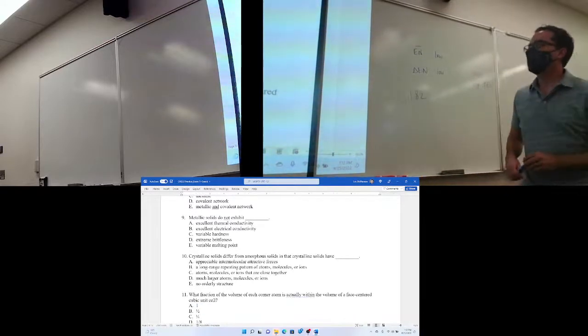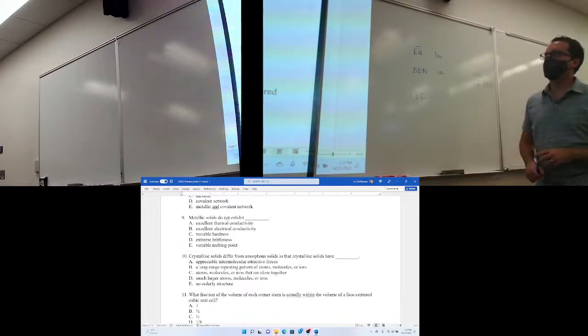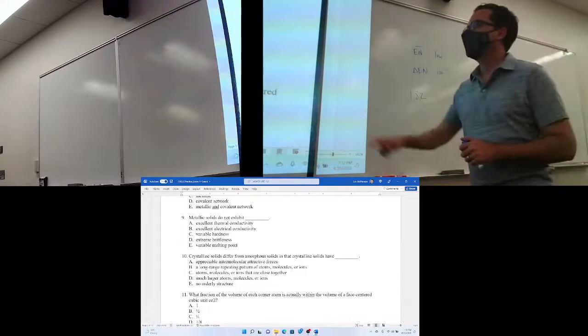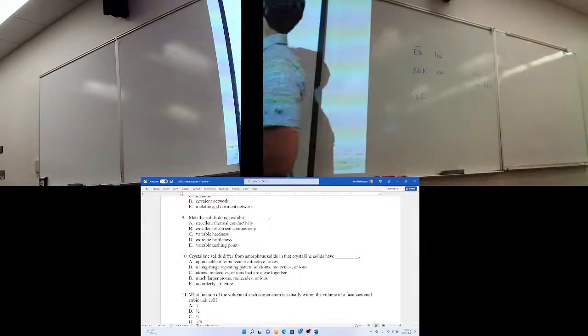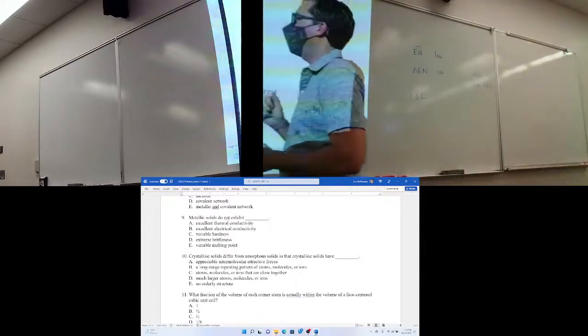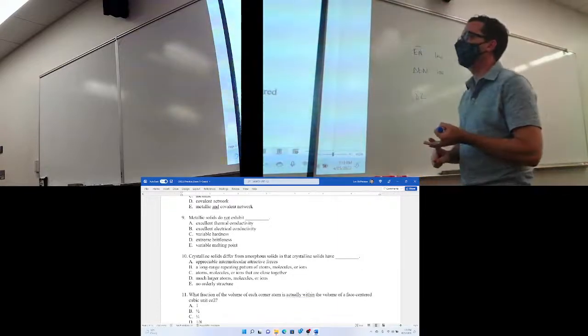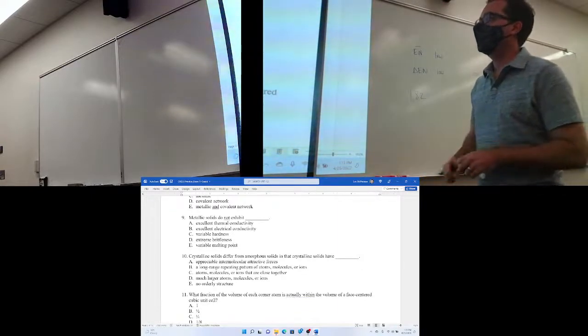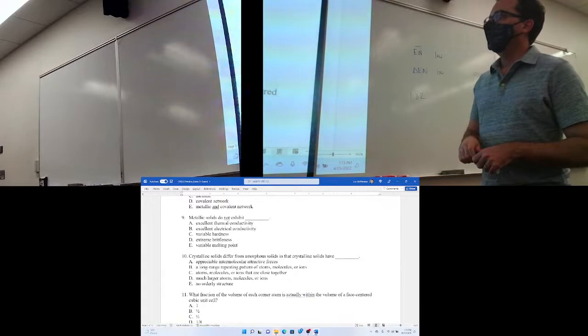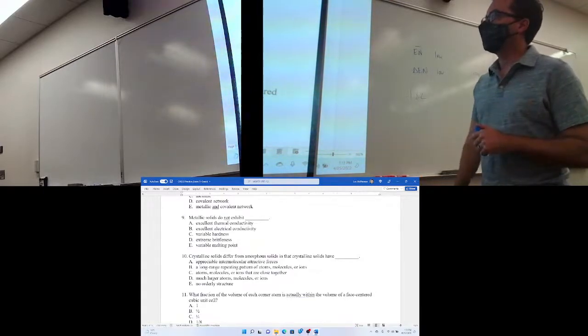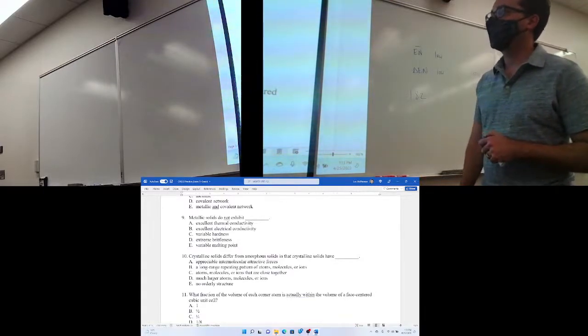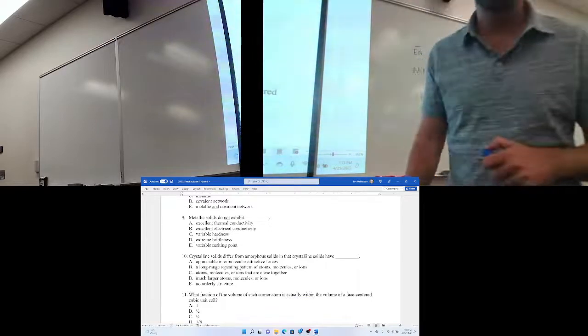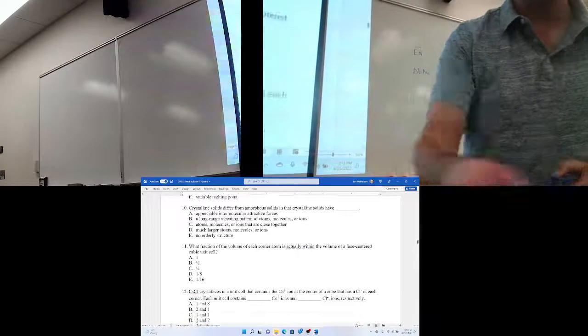Crystalline solids differ from amorphous solids in that crystalline solids have patterns. Yeah. So B, a long range repeating pattern of atoms, molecules, or ions. Crystalline solids have these repeating patterns. That's it. And amorphous solids do not. There's no pattern to how they're organized. Oh, cool.